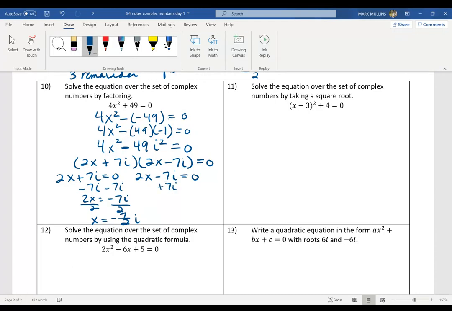Or my other answer would be x equals a positive 7 halves i.